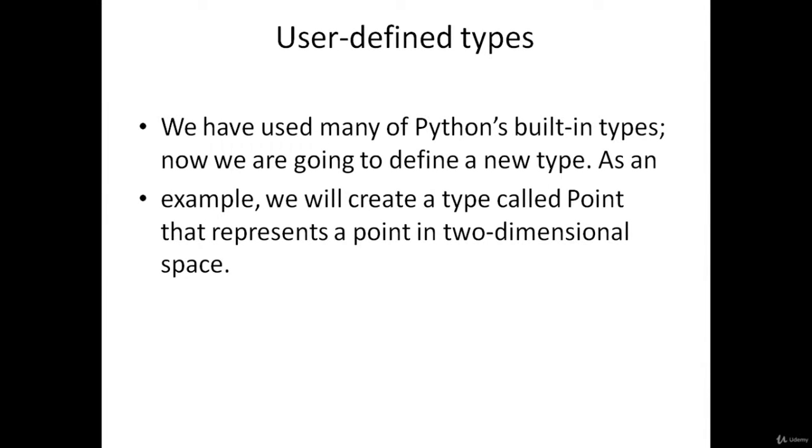User-defined types. We have used many of Python's built-in types. Now we are going to define a new type. As an example, we will create a type called Point that represents a point in two-dimensional space.